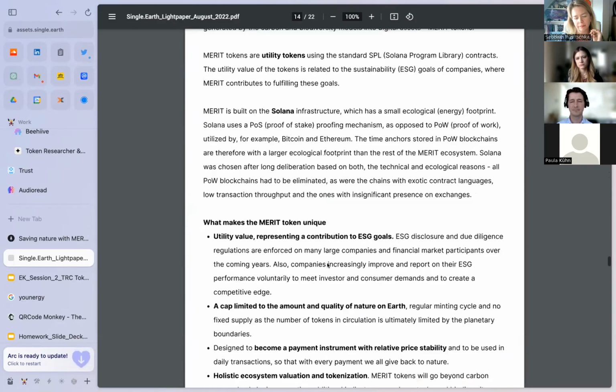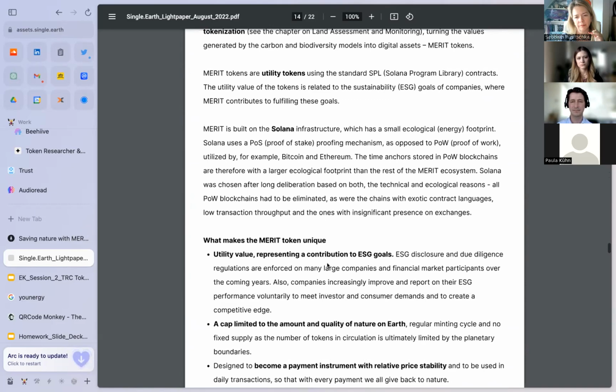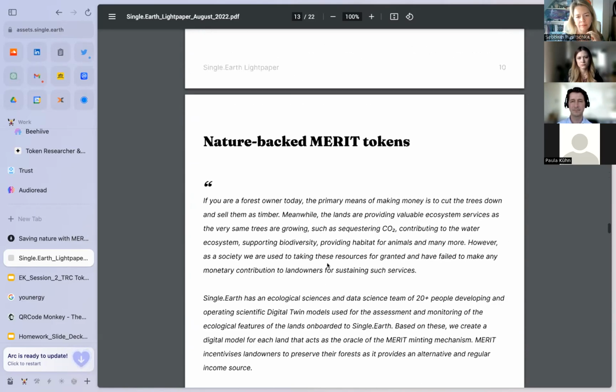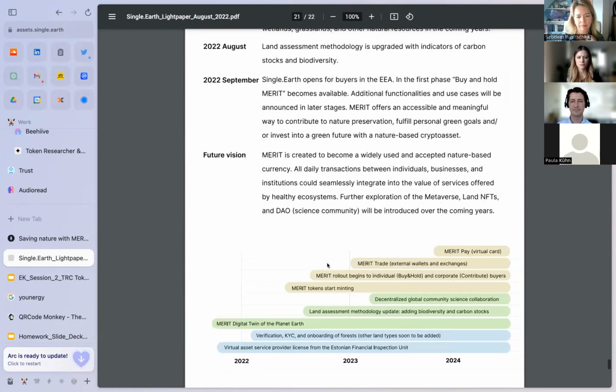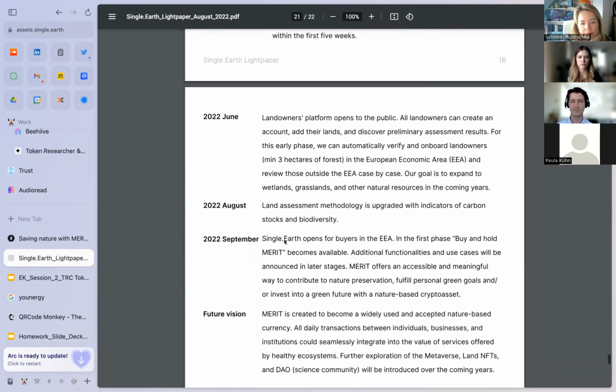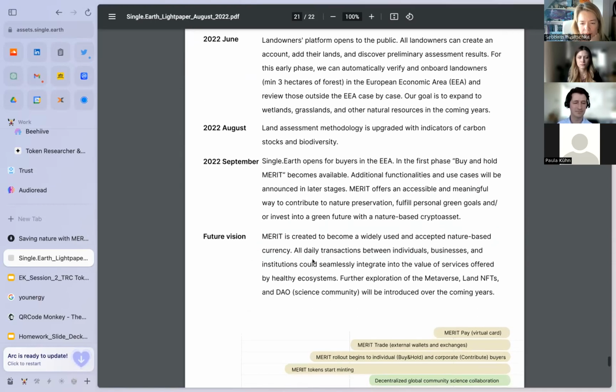And I think they also mention it here somewhere, like there is a roadmap or something. I think it's this one. So now you can buy and hold the token. Obviously the future vision is that it becomes a widely used and accepted nature-based currency, but the gap between where we are now and this is going to be huge. So I would probably not buy the token.